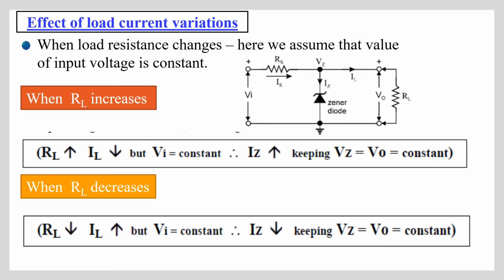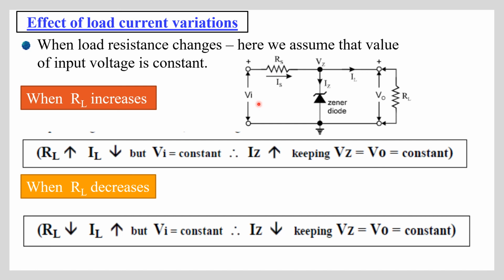So now let us see the effect of load current. We have seen the effect of the line supply variation. So now the load current. When the load resistance changes, here we assume that the input voltage is constant. So when the input voltage is constant, we are going to see that the output voltage remains constant. So there are again two cases: when RL increases or RL decreases. So let us see the cases, provided the input voltage remains constant.